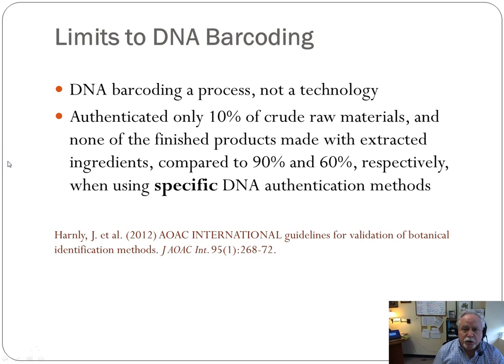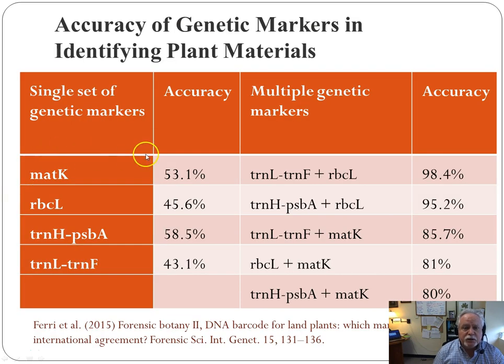Now, when barcoding was used, remember it's a process, not necessarily technology, it's only able to authenticate about 10% of crude raw materials, none of the finished products that were made with extracted ingredients. But when we went to specific DNA that could be used for that plant, fit for purpose, 90 to 60% could actually be authenticated, meaning identified and shown to be a particular species. This gives you a sense of using a single set of genetic markers here in this column, and that was the accuracy. And then when multiple gene markers were used, the accuracy went way up.